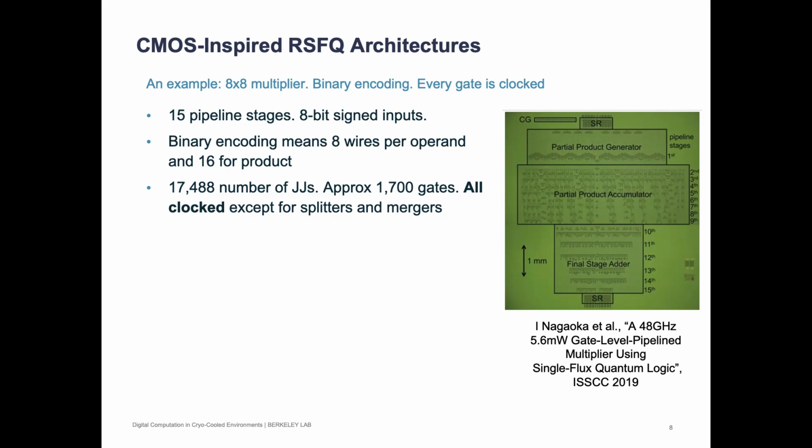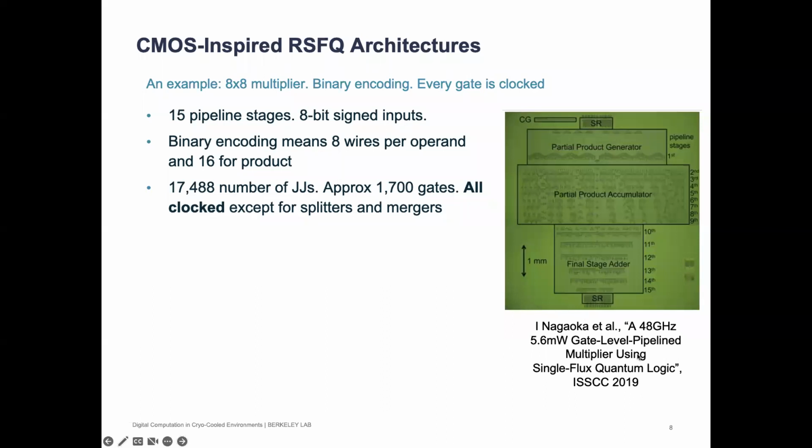But we have to remember that this technology right now, the device density is on the order of 10 times less than CMOS. Area is at a premium. In other words, we cannot fit many of these devices, these JJs, in chips. So this is one example here.